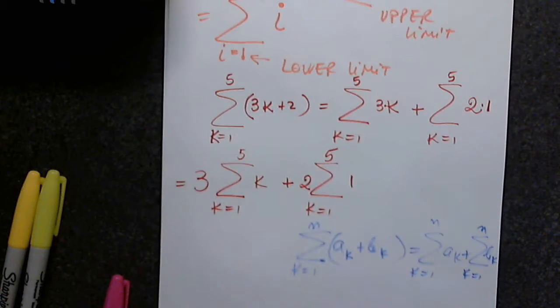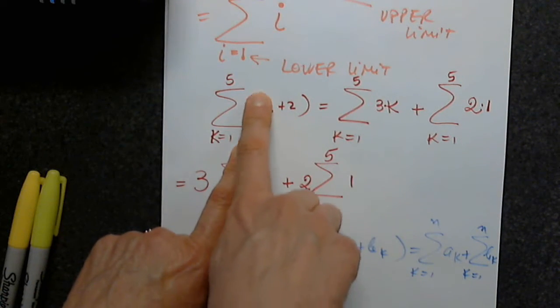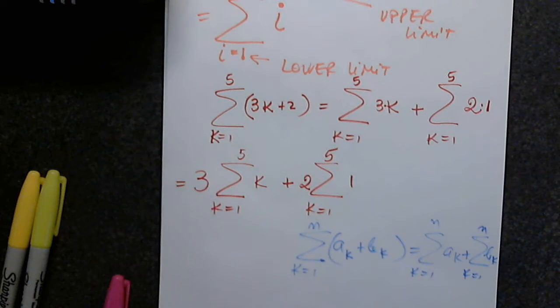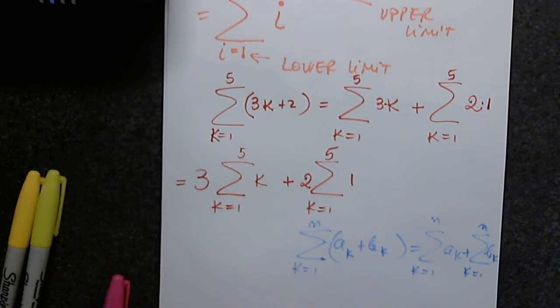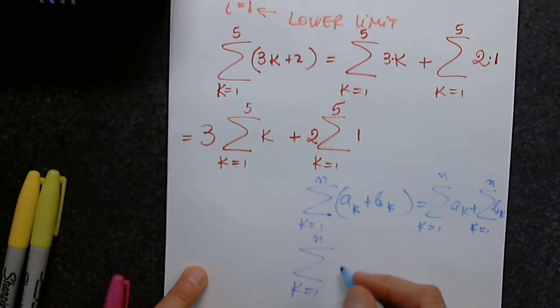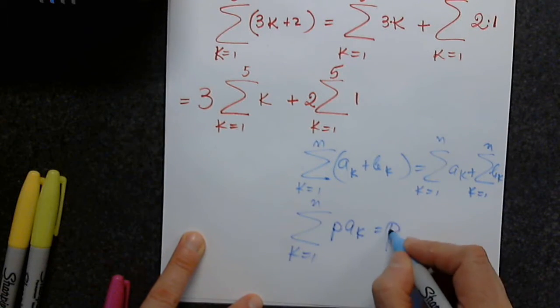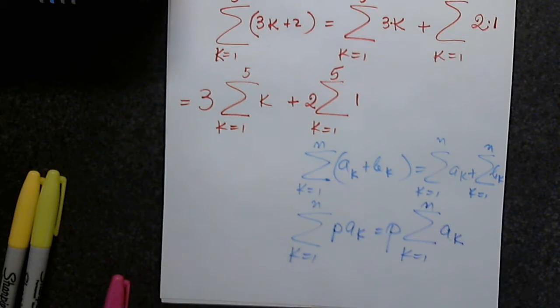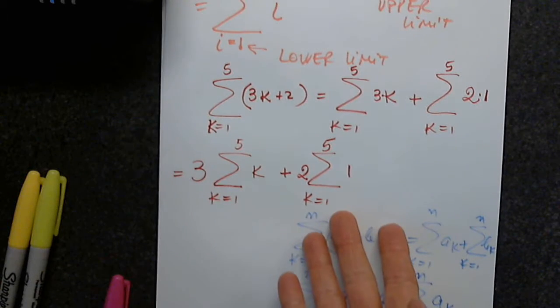This is the property that we used here. This is our AK and this is our BK, so it's the sum of the first one plus the sum of the second one. Here, from this step to this step, I used a different property, which is the sum from K equals 1 through N of a number, let's say P, multiplied by AK. This is P times the sum from K equals 1 through N of AK. Now, can I determine this?